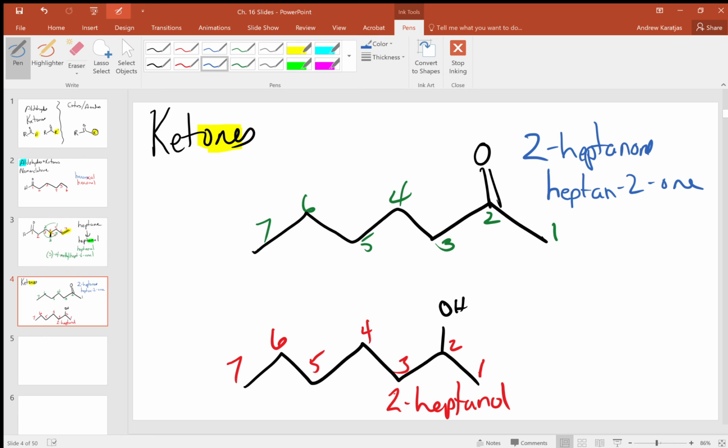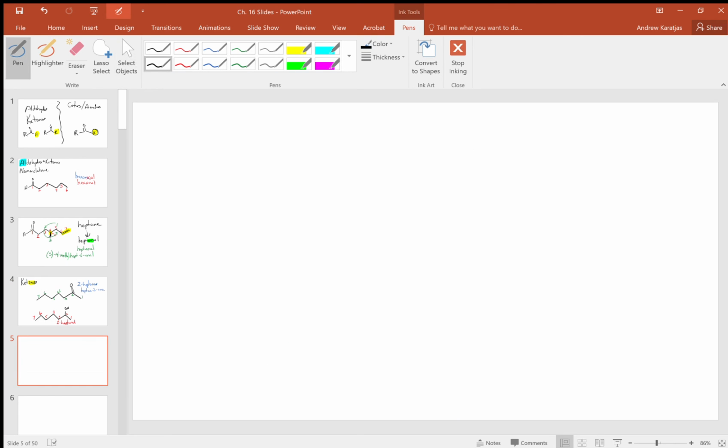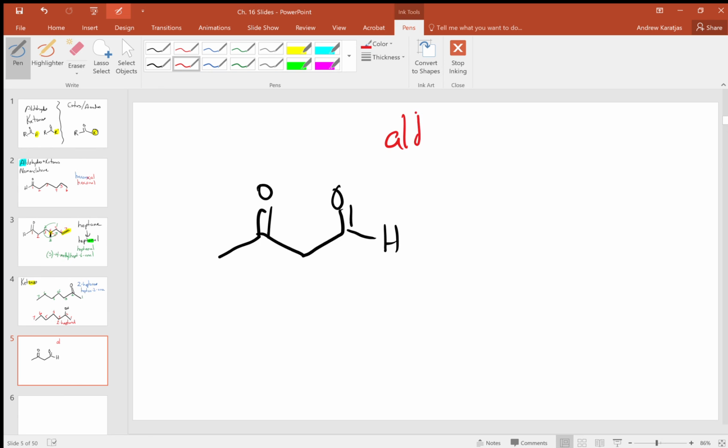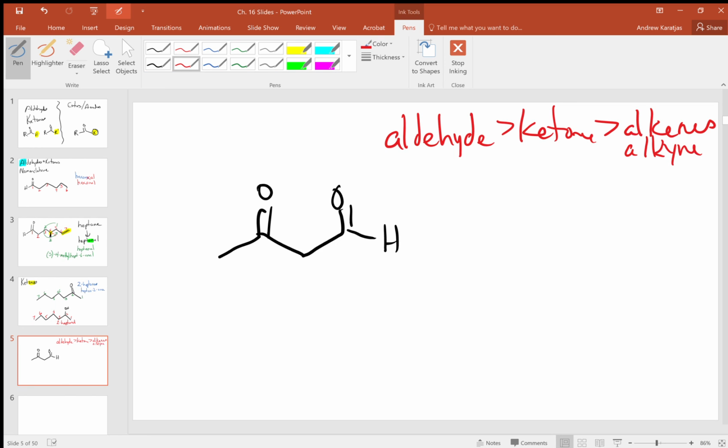Now, what if we have both a ketone and an aldehyde in the molecule? Like that. Well, the aldehyde gets priority over the ketone, which gets priority over any alkenes and alkynes. So the aldehyde gets priority, we number it from where the aldehyde is. This is a 4-carbon chain, so that is butanal.